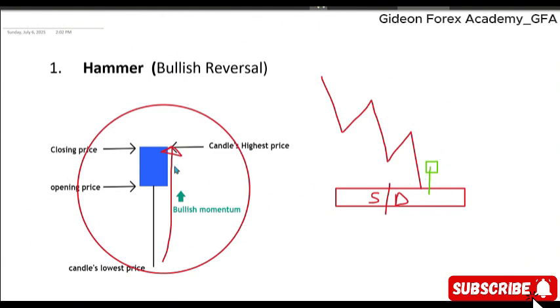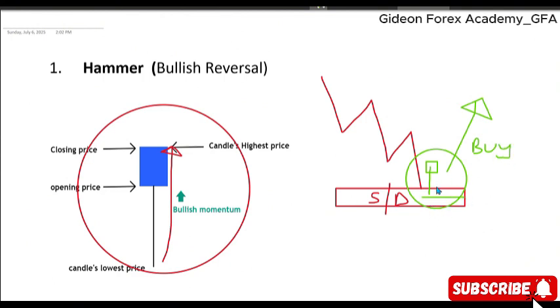So when this candle forms at support, whether it is a blue candle or a red candle, they both indicate a bullish momentum. Only that the blue one or the green one indicates more bullish momentum than the red one, but they both indicate a bullish momentum. Now you are looking to buy at this point. When this candle forms around support, you are looking for buys to the upside. So you confirm that and place your buy order.